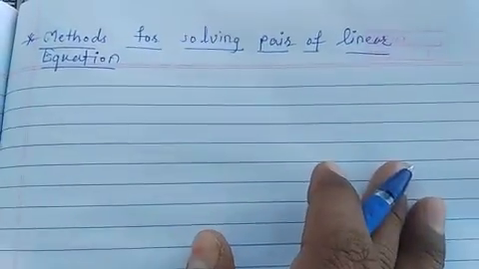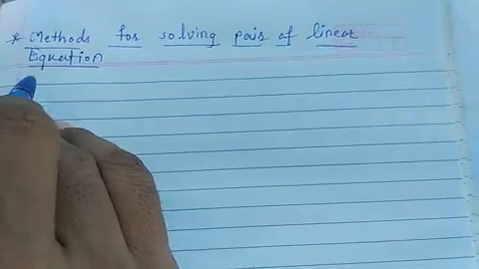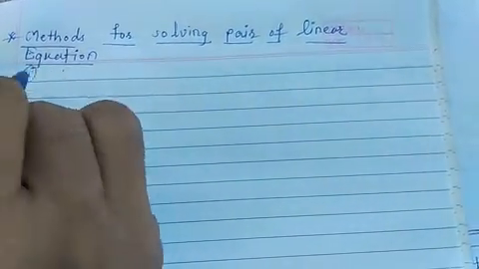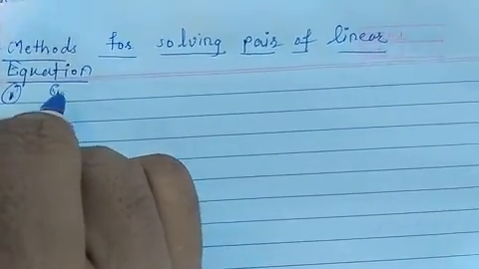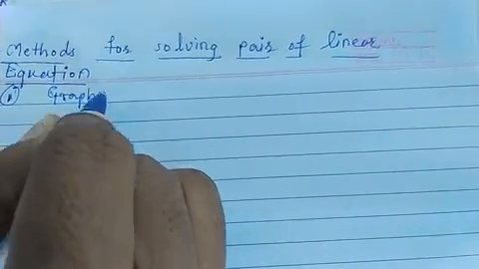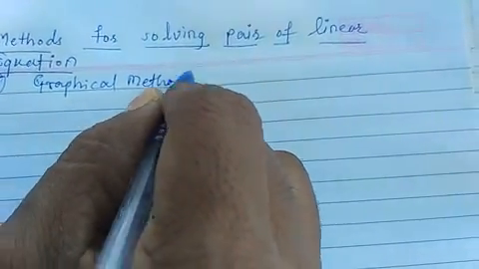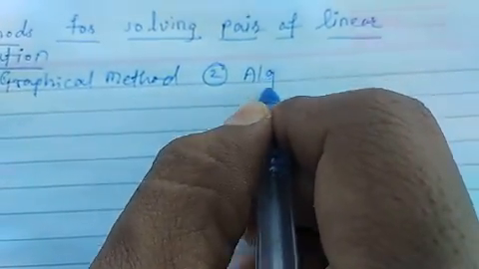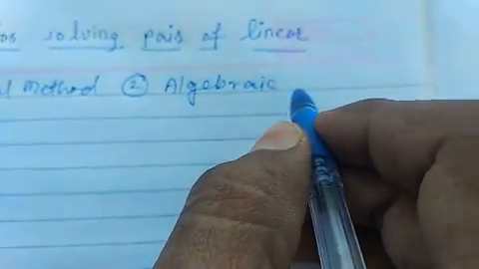In this video, we will see the methods for solving a pair of linear equations. We have already seen that there are two different methods. The first method is the graphical method, and the second method is the algebraic method.